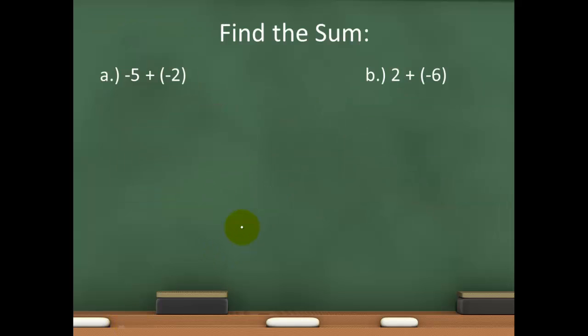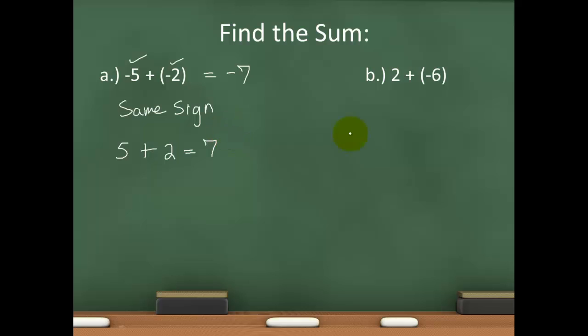Let's see this in action. We're going to look at these two examples here. In part A, I have -5 plus -2. Notice that they both have the same sign, right? And so if I want to add these two things together, I'm going to look at the absolute value of -5, which is 5, and the absolute value of -2, which is 2. 5 plus 2 is 7. And so my solution is going to have a numerical value of 7, but I have to figure out what the sign is going to be. Well, since they both started out being negative, I've got to keep that same sign. So my solution is going to be -7.